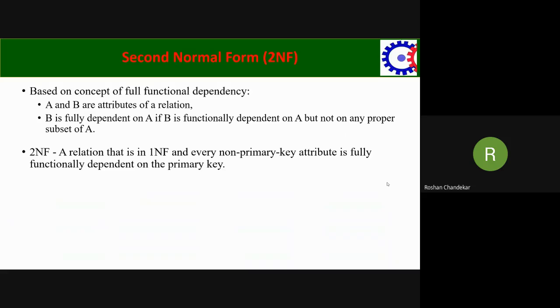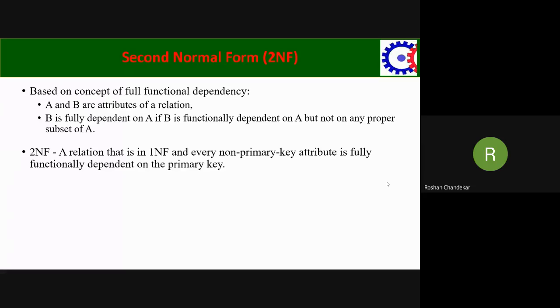Now we're talking about the second normal form. The basic concept of second normal form depends on functional dependency, fully functional dependency. Say A and B are attributes of a relation R. B is fully dependent on A if B is functionally dependent on A but not on any proper subset of A. I already discussed functional dependency with an example, so I don't need to repeat it.